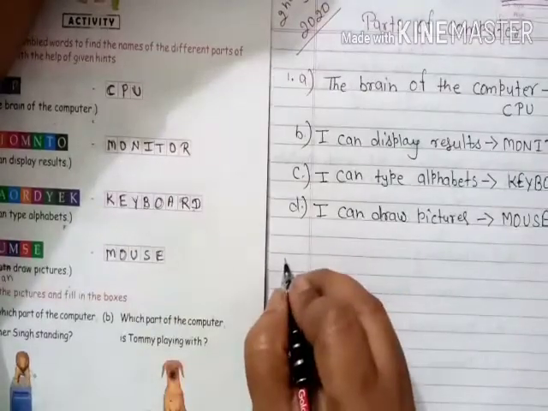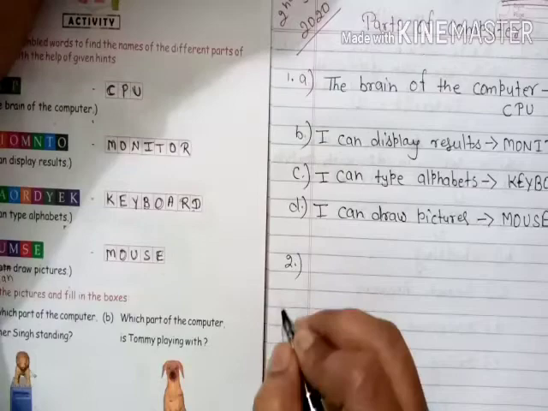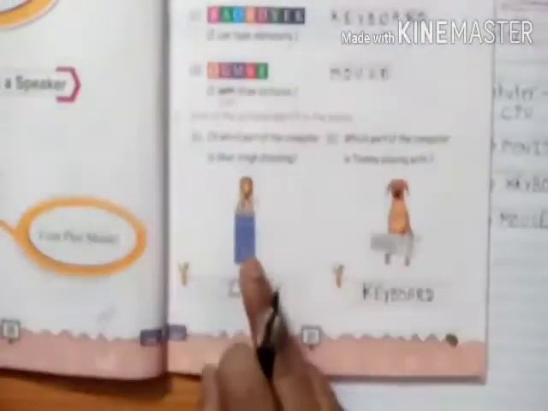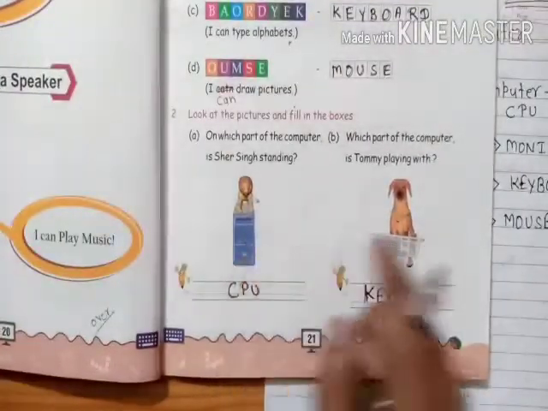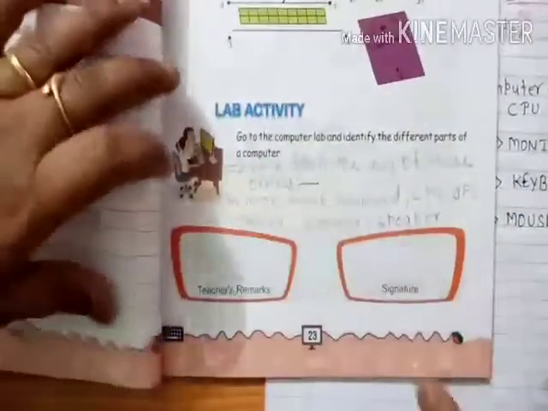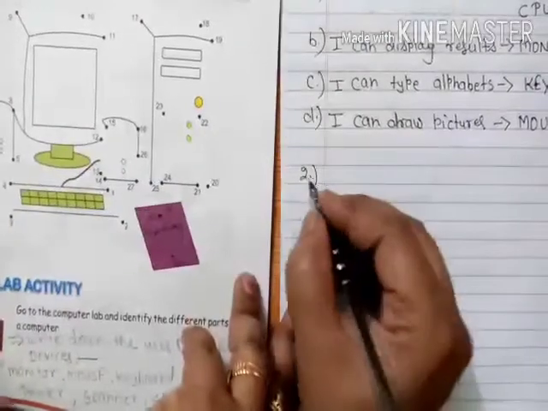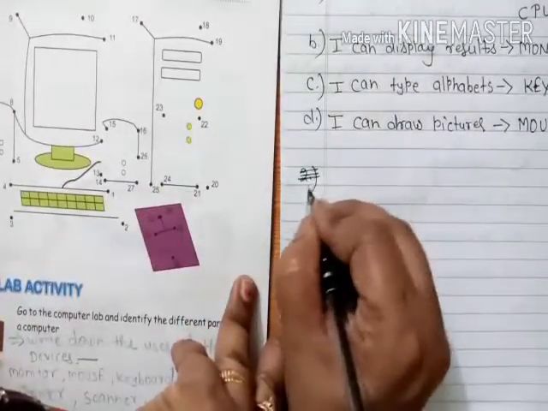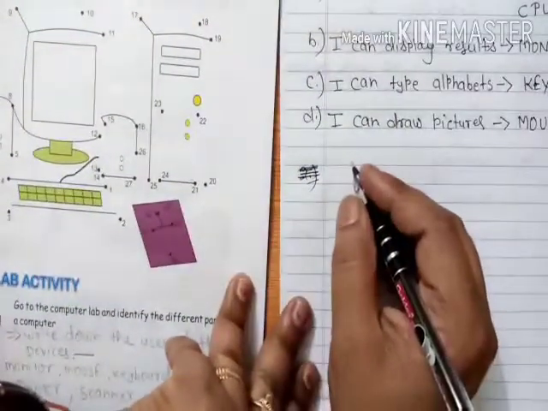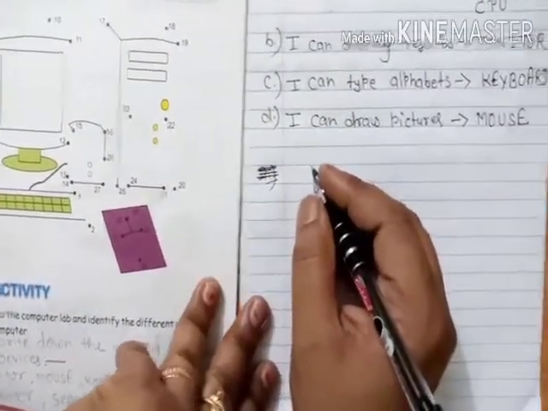Now we are moving to question number 2. What you have to do? You have to just draw the picture which is given in your book. You have to draw these two pictures and write down the answer. For question 2, I am not going to write it here because you have to do the same as given in your book. You have to draw the picture and write down the name.